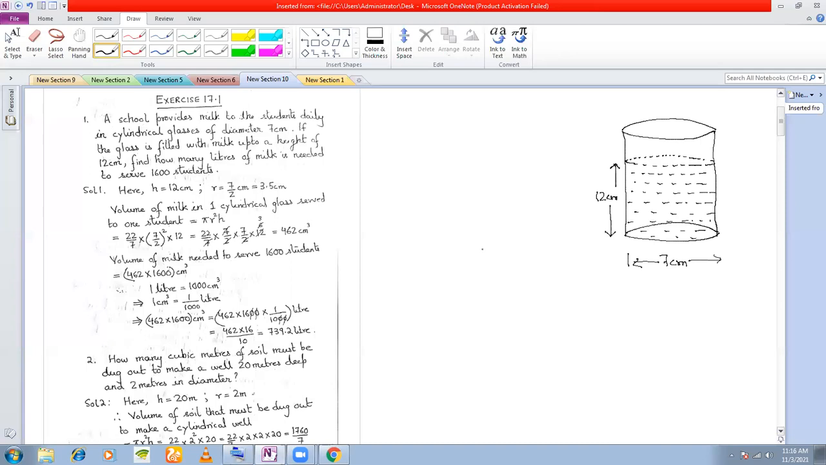Find how many liters of milk is needed to serve 1600 students. So there are 1600 students in the school. So how many liters of milk are required? Now you see that when you are filling the milk, this cylinder is generated. This cylindrical column of milk is generated. This cylindrical column of milk, what is the volume of the milk in one glass?